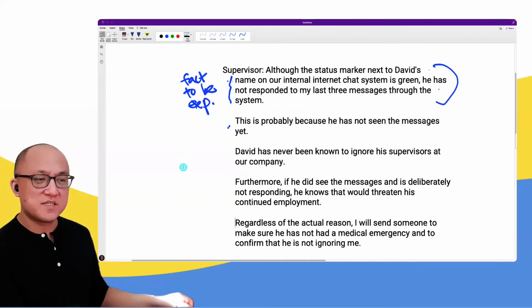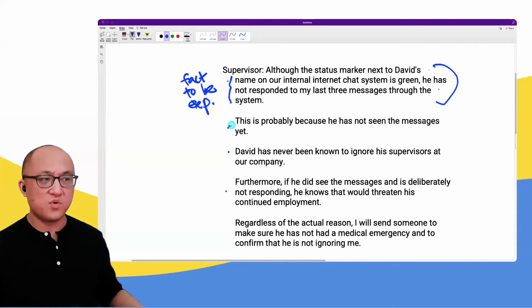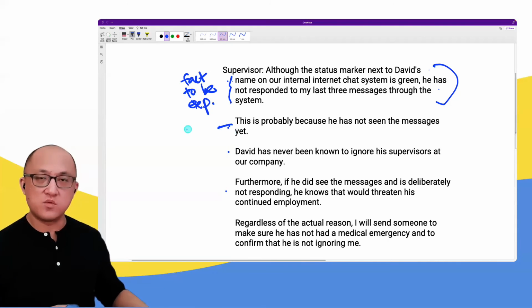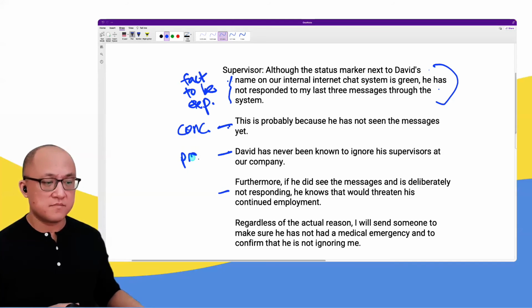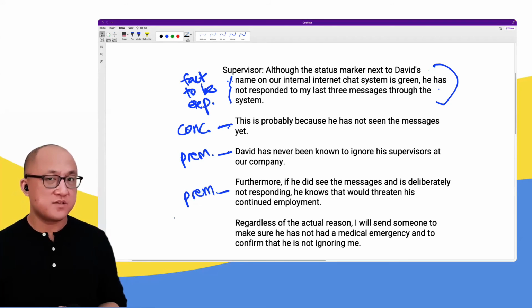So does that make sense, you guys? These two lines here are support. They're helping to explain, here's why the author believes that he hasn't seen the message yet. This part would be a conclusion. These would be premises. Okay. Any questions about that so far?